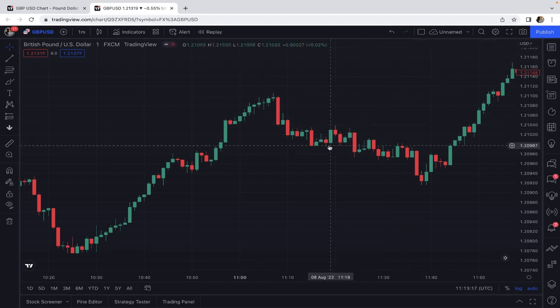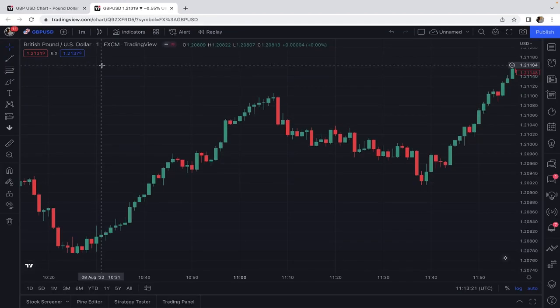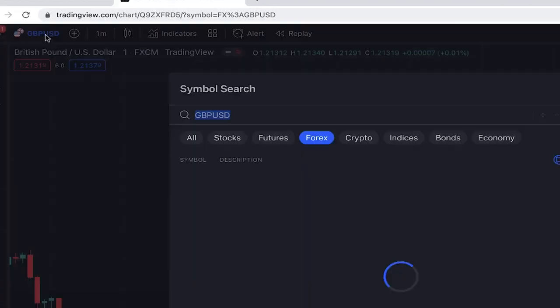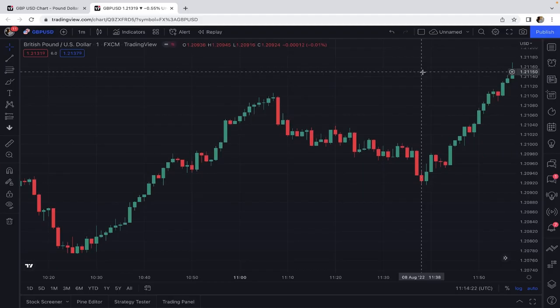Alright, as I said, this is a 1 minute scalping strategy. So here we set the chart time frame on 1 minute. This is the price chart of British pound to US dollar, but you can use this strategy on any other asset, whether it's forex, crypto or stocks. The only requirement for this strategy in terms of the asset or market is the trading volume and liquidity.